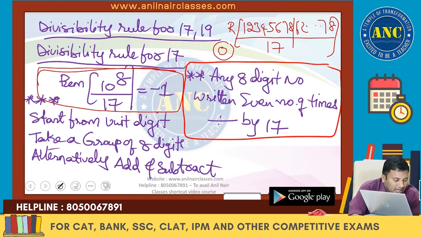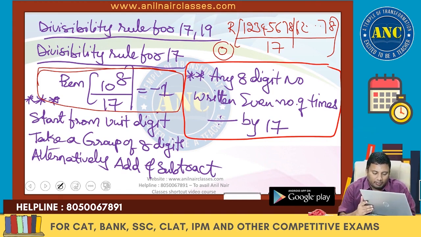Kindly reply in the live chat if this concept is clear to you. What is the divisibility rule for 17? 10 power 8 divided by 17 is minus 1. Start from the unit digit. Take a group of 8 digits. Alternatively add and subtract.